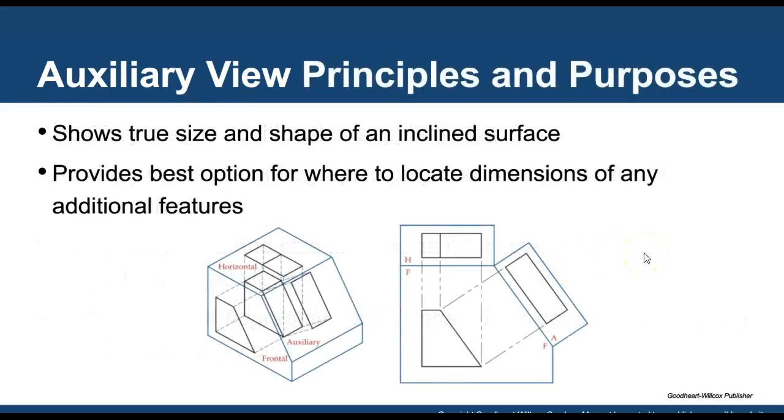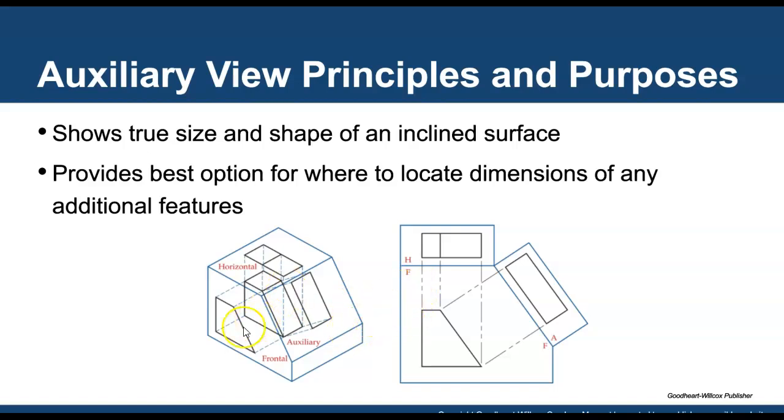So here we have just an example of the wedge. Now, in the traditional six principal views, with just your front, top, and side view, we would not really know what the true size and true shape of the inclined surface is. We can change that by using what we call the auxiliary view principle, where we can project up at an angle in alignment with the actual inclined plane in order to show true size and true shape.